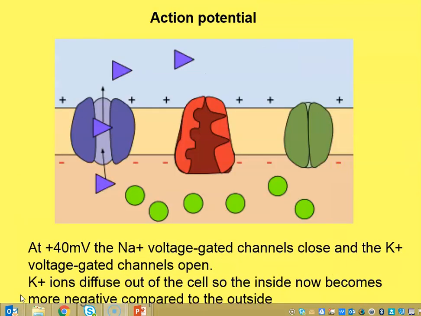So once we get a voltage of plus 40 millivolts across the bilipid layer, across the membrane, then those sodium ion voltage gated channels close, and the potassium ion voltage gated channels open, and that allows those potassium ions to diffuse out of the cell. And so what we're then doing is we're losing those positive ions now from in the cytoplasm. They're flowing back to the outside, and so now we get the situation where we have a reversal again of the charge across the membrane. So now we have it becoming more positive on the outside compared to the inside.